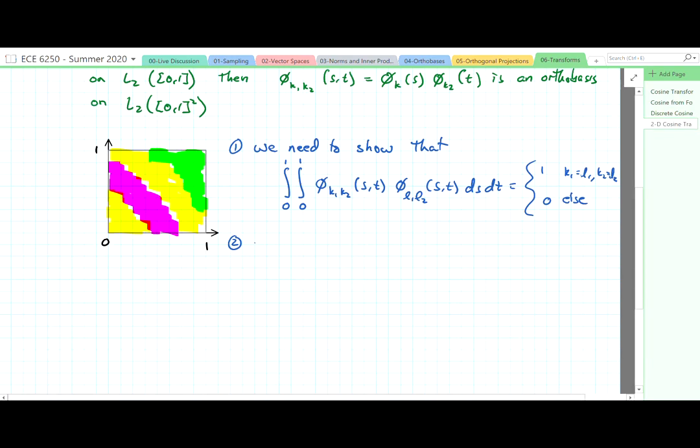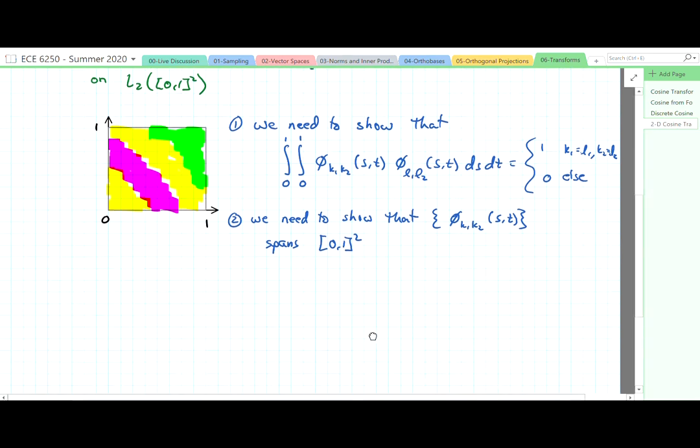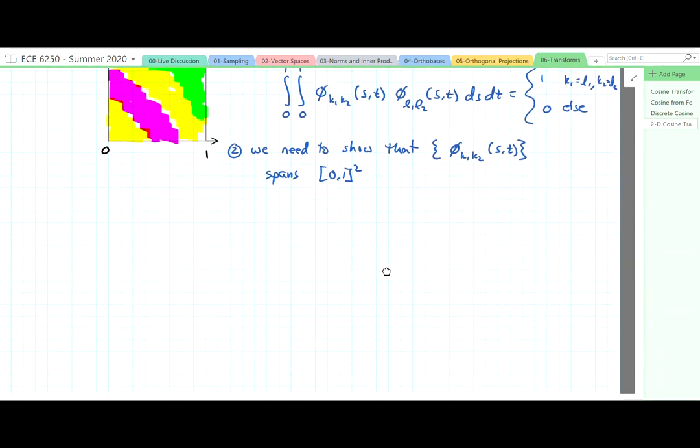Okay, next we need to show that phi k1 k2 s comma t spans 0, 1 squared. Okay, so this is part of the next homework, but let me outline just a few of the steps that you're going to have to go through to do it, or how you might go about doing this.